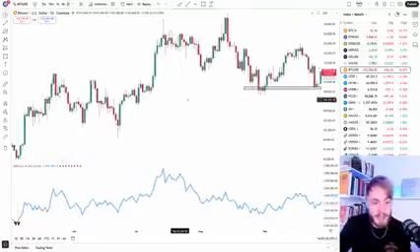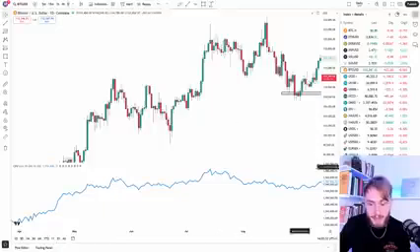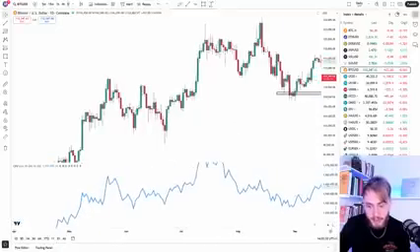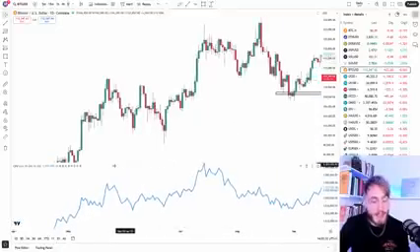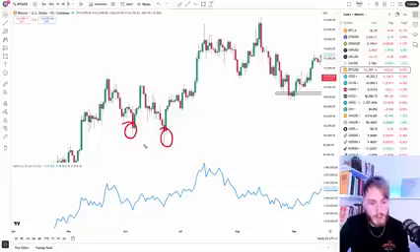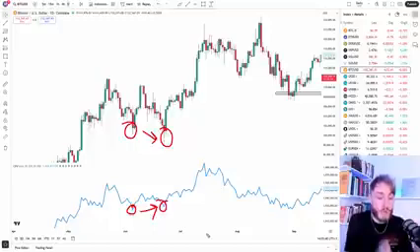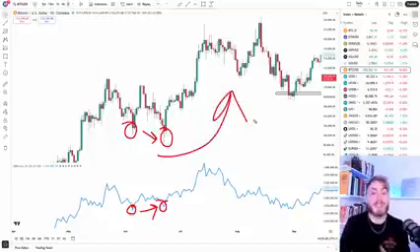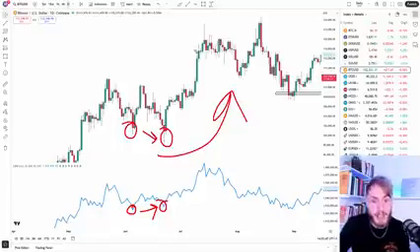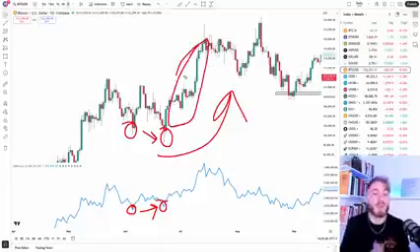Let's scroll back even more and see if we can find any other divergences. Let's zoom in a bit on the CVD. Well, right here, you can see an example of the opposite. We have one low, then a lower low, so the price prints lower lows. But if you look closely at the CVD, you can see that it prints one low and then a higher low. This right here is a bullish divergence indicating a reversal to the upside. And after this divergence, we saw a beautiful move up.